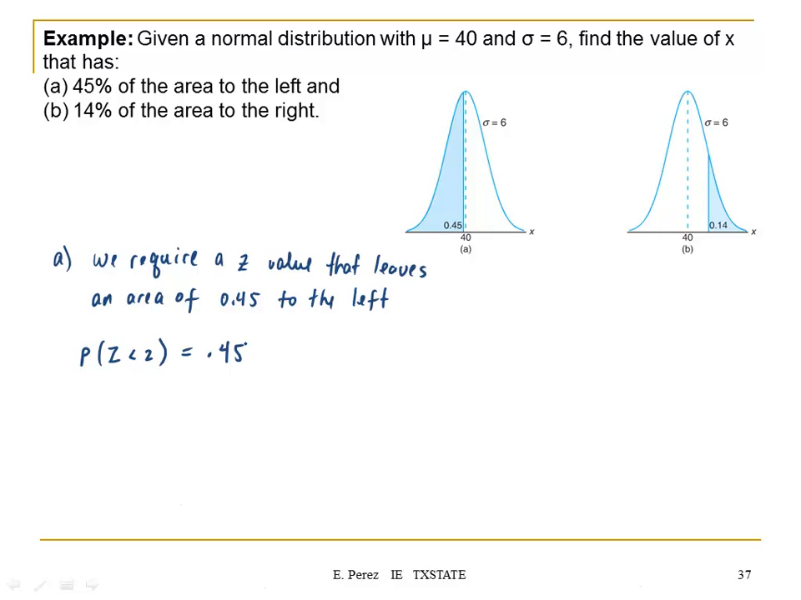So again, we refer to here. You're going to look at the second table. Correct. So this becomes the probability of Z being less than negative 0.13, and that will be equal to 0.45. But we still don't have the value of X.